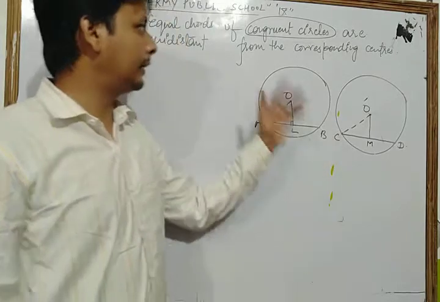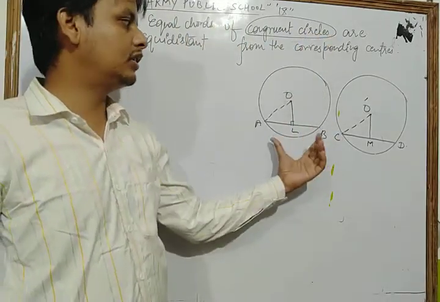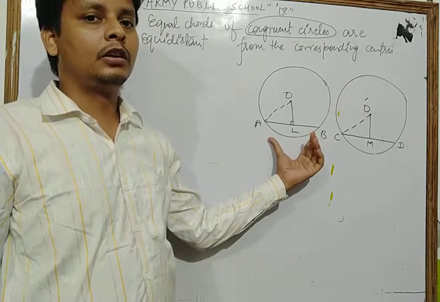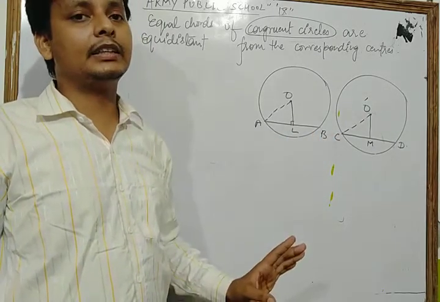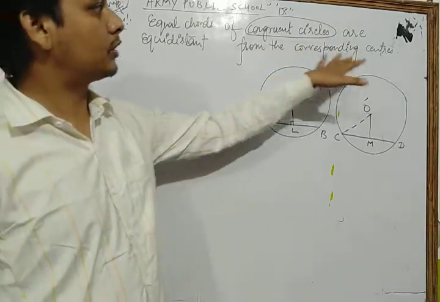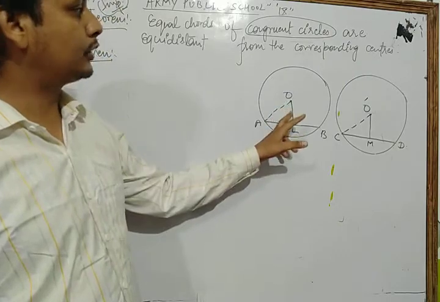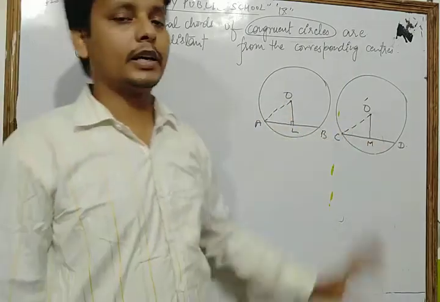Now let's see once more. Equal chords of congruent circles are equidistant from the corresponding centers. Congruent circles means their radii are the same, and we have to show that OL is equal to O dash M.